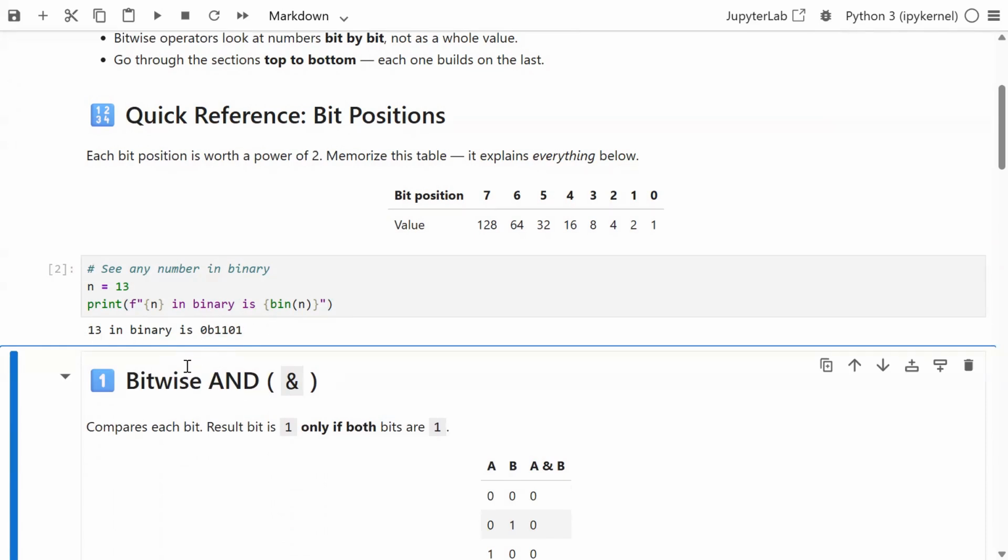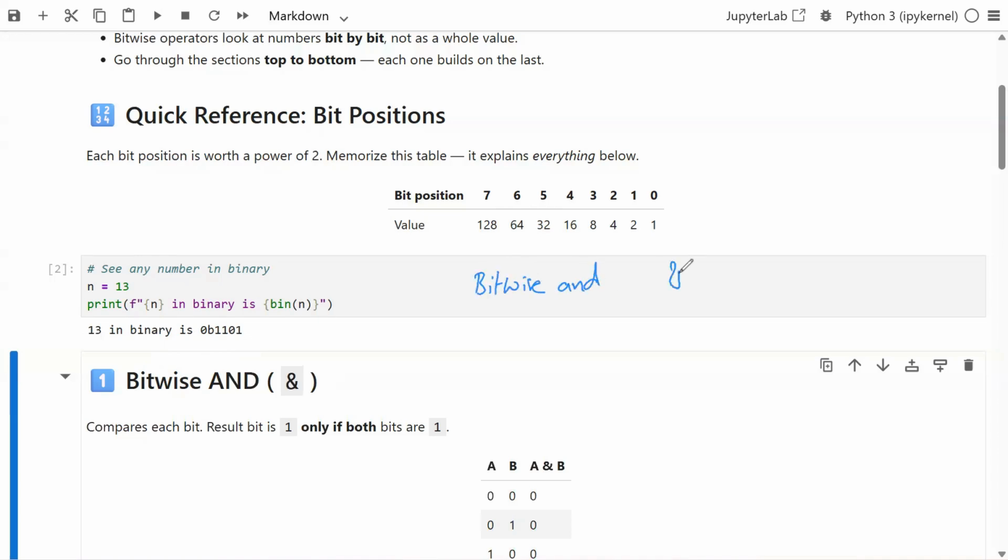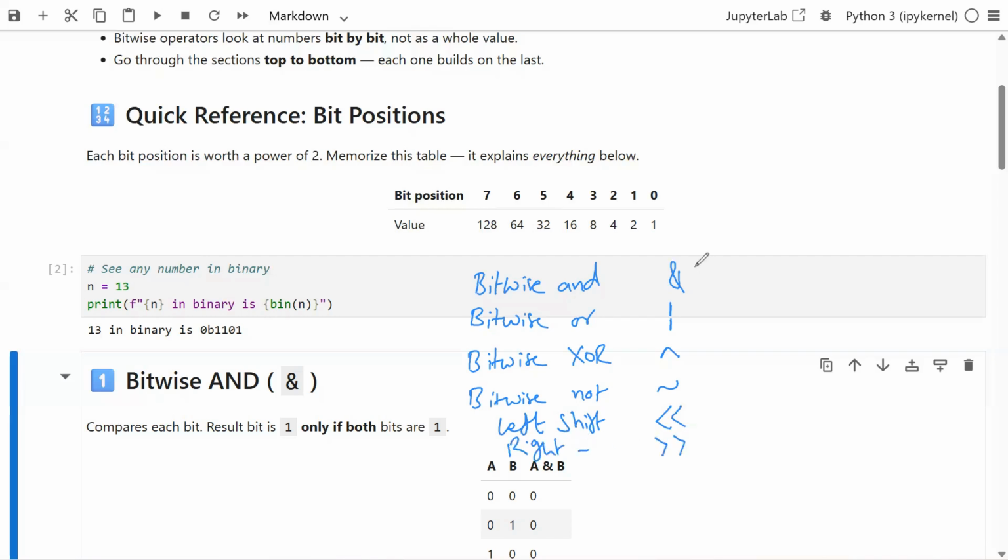Now, bitwise operators. How many operators are there in bitwise? First, bitwise and, the symbol is this. Second one is bitwise or, the pipe symbol, which is located above the enter button. Then bitwise XOR, the cap symbol, bitwise not, then left shift operator, and right shift operator. We are going to see all these operators in this session.